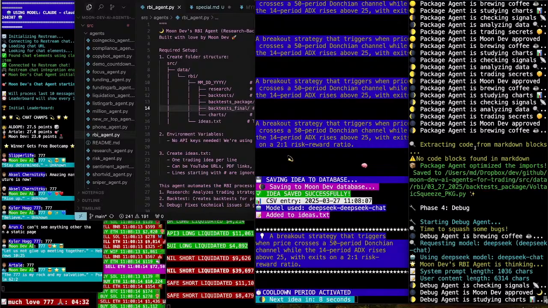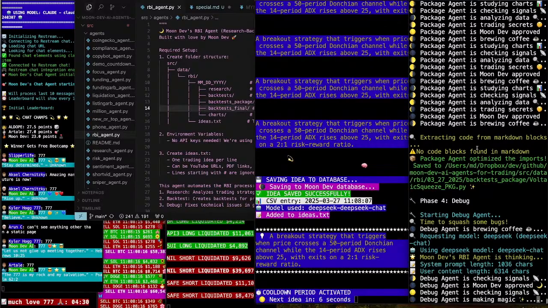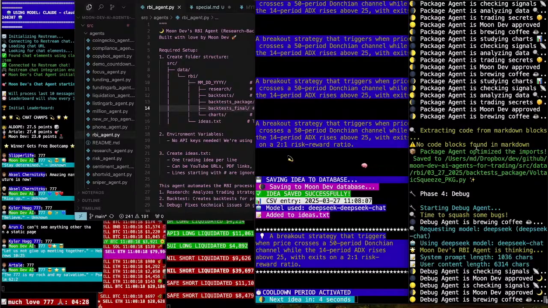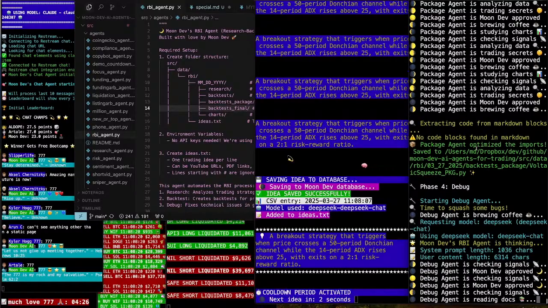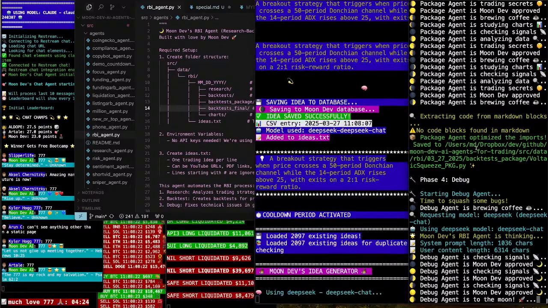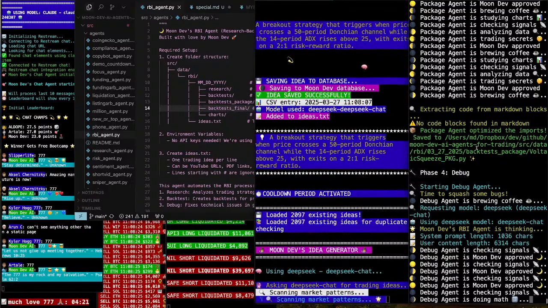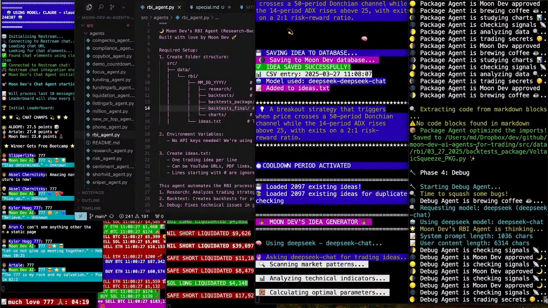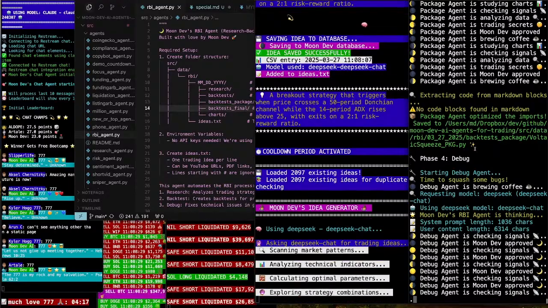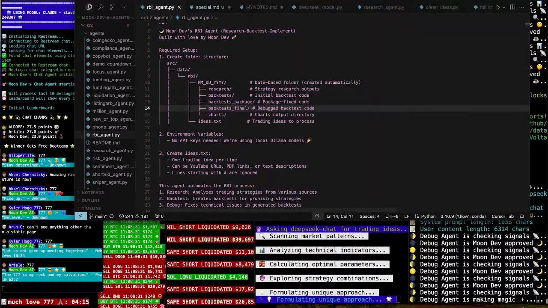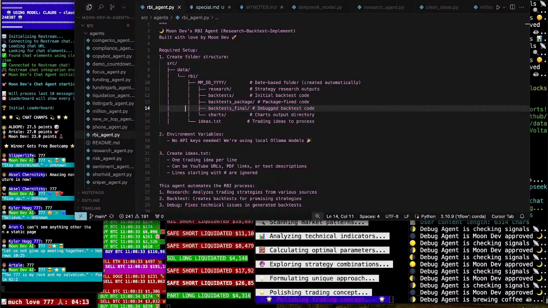So we have a strategy agent, agent 1. Then we have another agent that expands on that strategy to make sure that it's actually codable. That's 2 agents. Then we have the backtest agent, agent 3. It codes the backtest. And then we have a debug agent, agent 4. We actually have more than 4 agents. I just put 4 agents on there. I want to show you why I approached my agentic system like this.